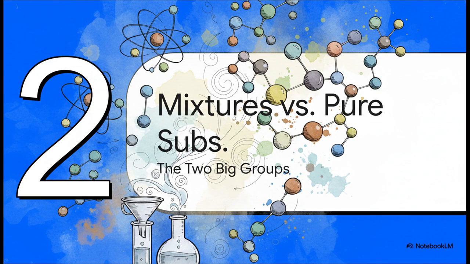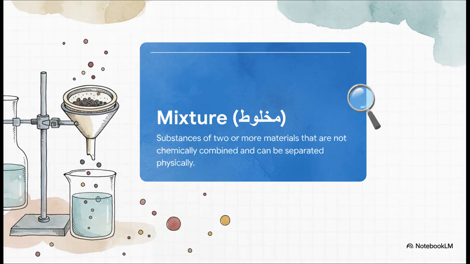So, what's the difference between them? First up, we have a mixture, or in Arabic, makhlut. This is what you get when you have two or more things just mixed together, and this is really important, they aren't chemically bonded. A perfect example is a fruit salad. You can easily see all the different pieces of fruit, and you could pick them out, right?